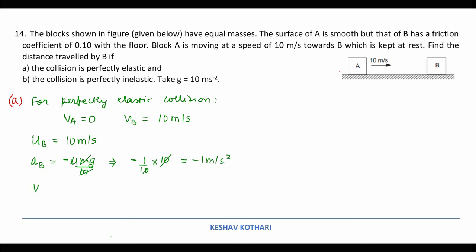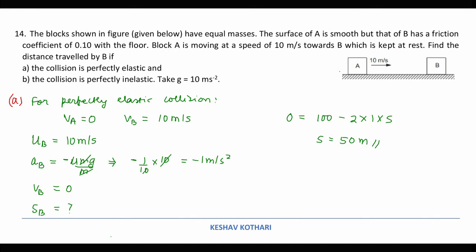The problem is saying that we have to calculate the distance traveled till the block comes to rest. So we are putting the final velocity 0 and calculating for the displacement. We can calculate it this way: v square is equal to u square minus 2as. So from here we attain a value of s equal to 50 meter.